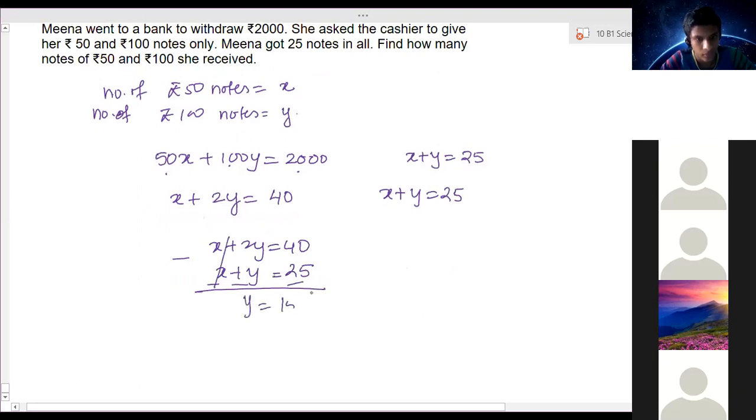Y is equal to 15 and X is equal to 10. Ma'am, I took X as the number of 100 notes, so I got X is 15 and Y is 10. Okay, no problem. So at the end, you have to write number of 100 rupee notes is 15 and number of 50 rupee notes is 10. Okay, ma'am.